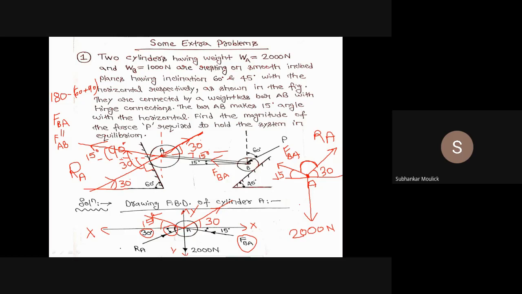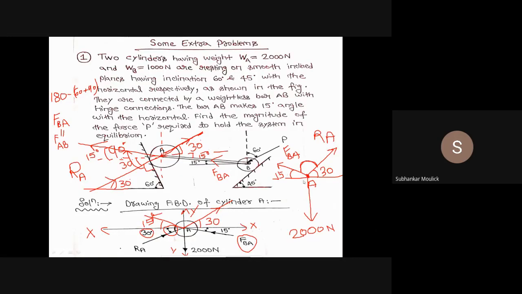How is it 135? That entire angle is 180 degrees, minus 30, minus 15. So this angle is 135. So 200 divided by sine 135 is equal to FBA divided by sine of the angle between RA and 2000.